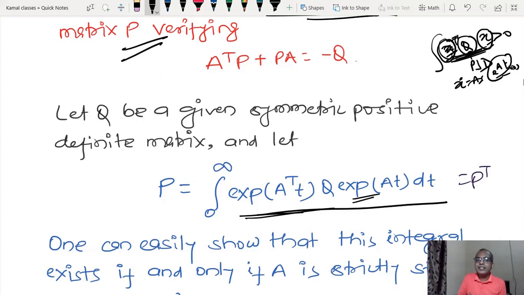One important point is that P is not blowing up, because A is always Hurwitz. Due to that reason this whole matrix is nothing but some kind of matrix. Why am I saying matrix? You can see that P is an R n cross n matrix, and Q is also a matrix, but I am going to talk about the product of these three quantities: exp A transpose t, Q, and exp At.